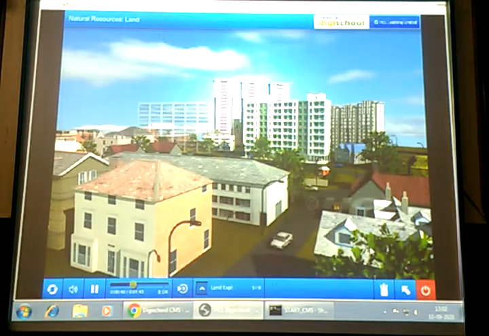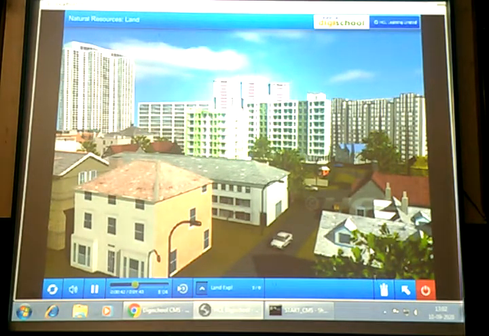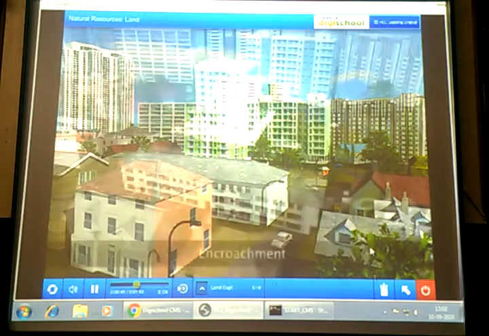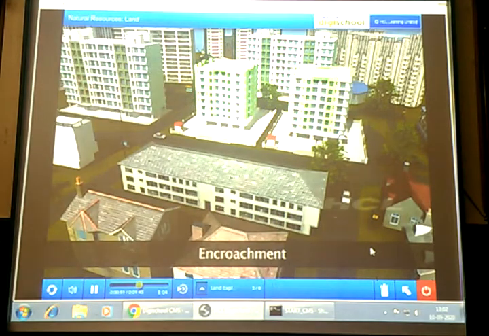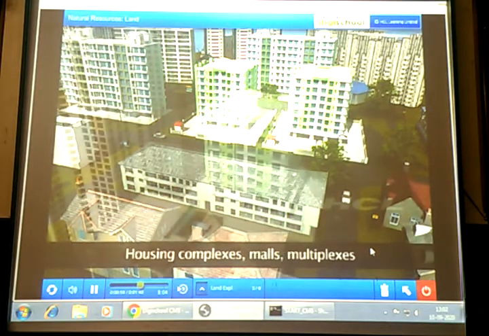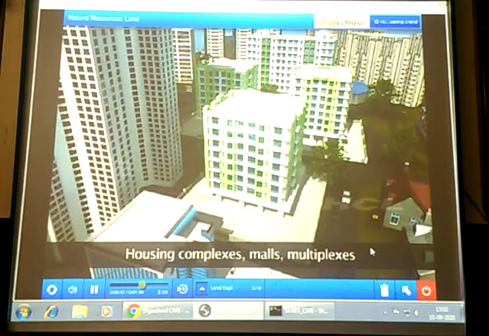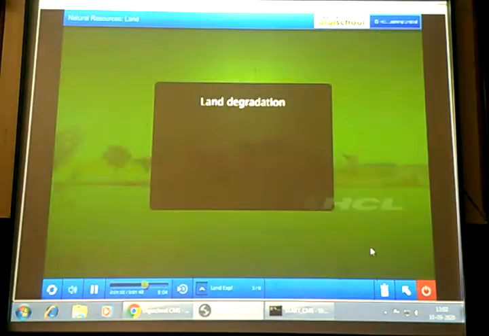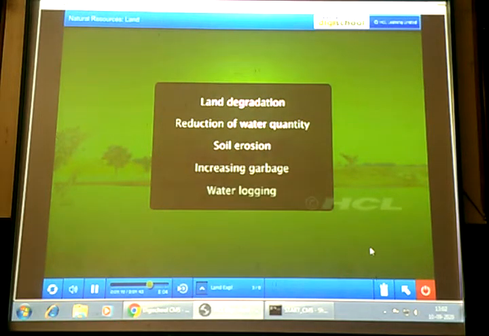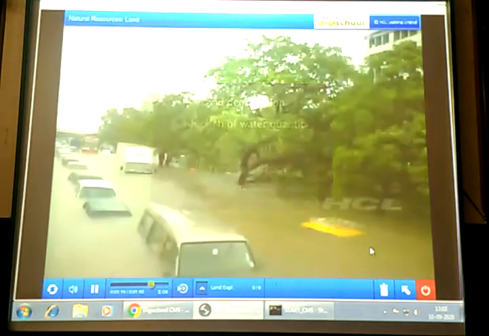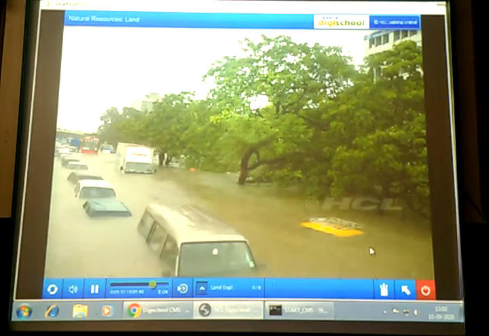Due to increasing opportunities, cities attract more and more people. Community lands and wetlands are encroached. Housing complexes, malls, and multiplexes are built to accommodate the increasing population. This leads to land degradation, reduction of water quantity, soil erosion, increasing garbage, and waterlogging. Overexploitation of land often results in events that impact human life.